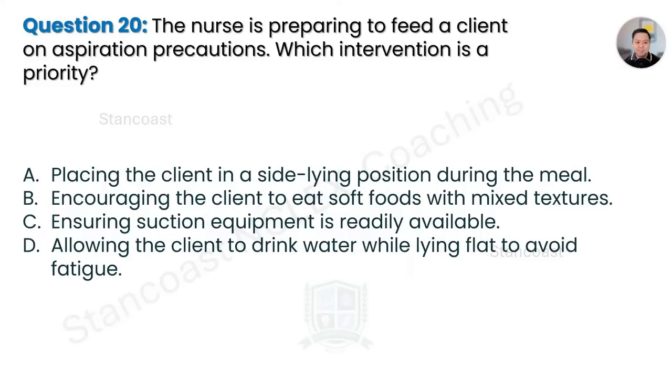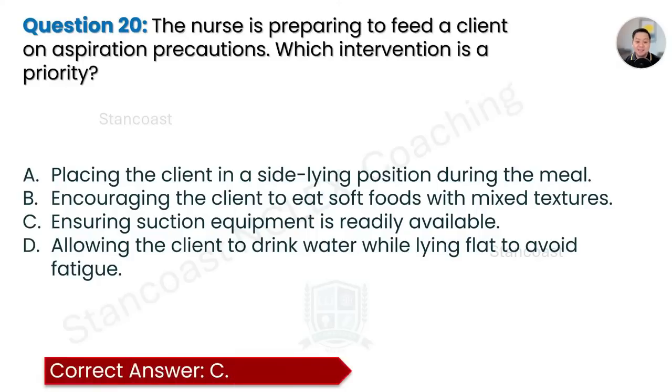Take note about our case. It's talking about aspiration precautions. The answer here is letter C. So having that suction equipment at the bedside will allow you to take on an immediate response, such as whenever choking can occur, or maybe if there is an aspiration going on. And so this is very critical for this type of client, especially when they are at higher risk for aspiration.